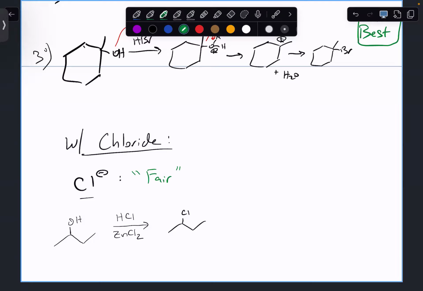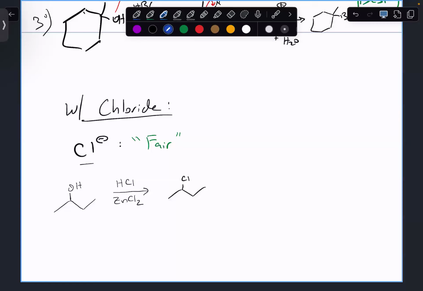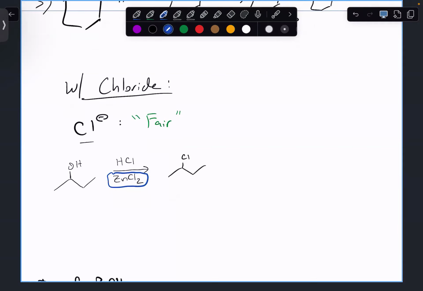So this reaction of alcohols with HCl becomes really slow. And in fact, it's so slow, they will usually add zinc chloride to it. Zinc chloride is a Lewis acid, and this combination of HCl with zinc chloride is called the Lucas reagent. And that zinc chloride just kind of helps make the OH a better leaving group.